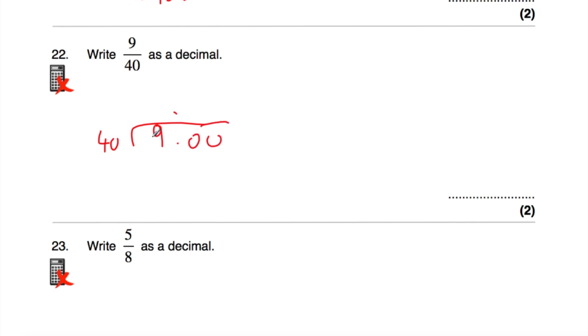How many 40's go into 9? 0, remainder 9. How many 40's go into 90? Well, we've got 40, 80. That's going to be 2 40's go into 90, remainder 10. Okay, and then how many 40's go into 100? Well, 40, 80, 120, so it's going to be 2, and the remainder here now will be 20, and I've put another 0 because I know we need to carry on. How many 40s go into 200? That's going to be 5, so the answer will be 0.225. So 9/40 as a decimal is 0.225.